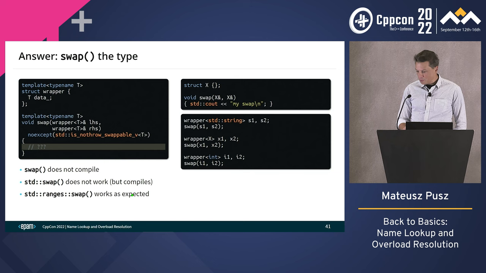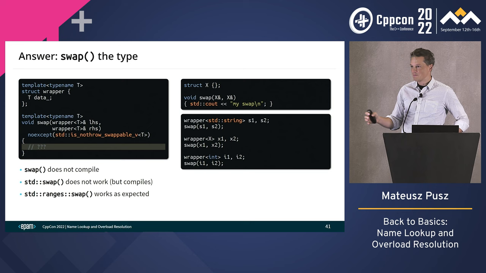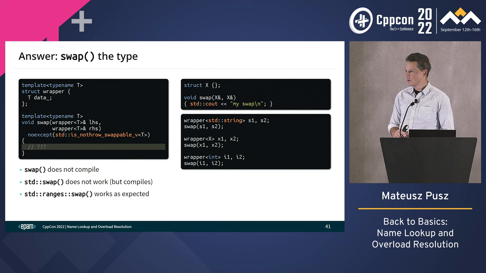So what we have to do in order to make it work before we actually have C++20 as std::ranges::swap, because std::ranges::swap was working in all of the cases, right? So it's the best solution ever. But if you don't have C++20, what you can do? Who knows? Yes?